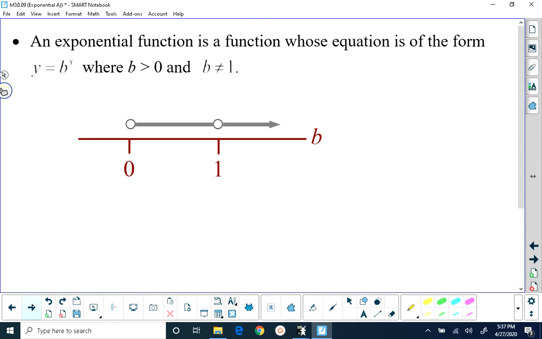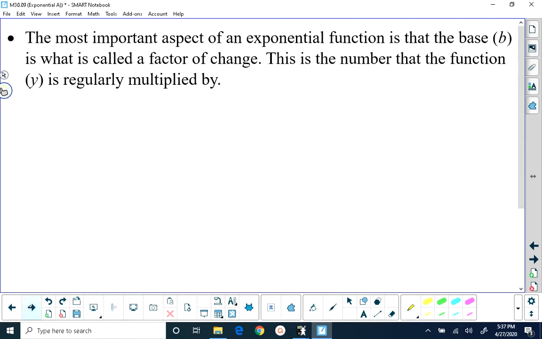And as we're going to learn very shortly, the value of b is going to tell us the shape of the exponential function and what's happening to the function as we move from left to right on the graph. The most important aspect of the exponential function is the base b. It's called the factor of change, and it's the number that the function is regularly multiplied by. Now, please remember that whenever we say function in mathematics in this context, we mean the value of y. So what I'm telling you is whatever b is, that number is what y gets regularly multiplied by. So if we had an exponential function that was y equals 4 raised to the x, where b was 4, that would mean that y is going to be multiplied by 4 on a regular basis.